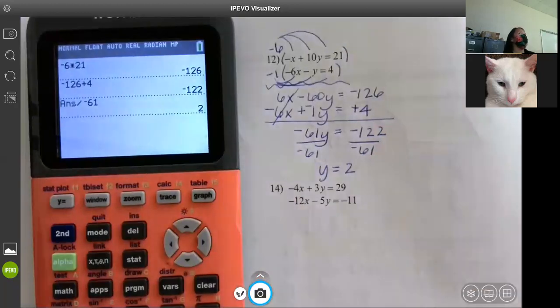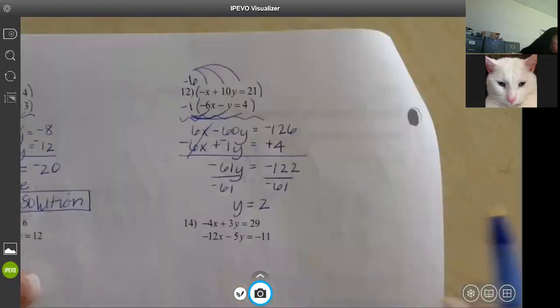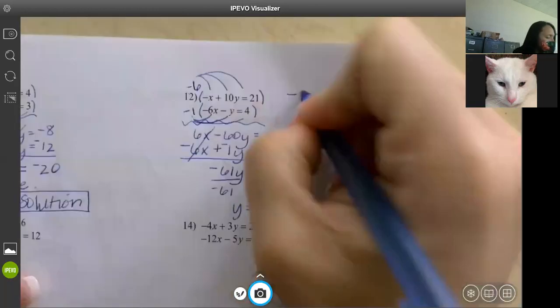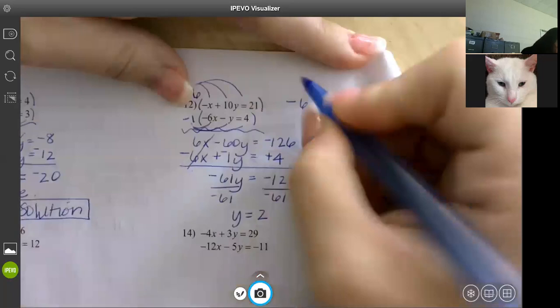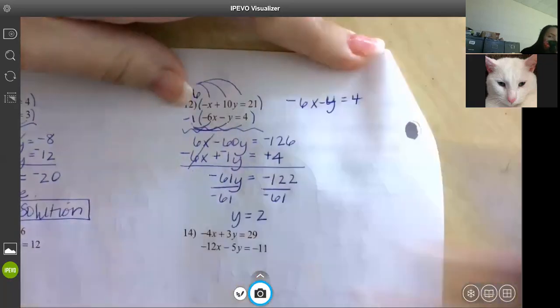Remember that you're not finished. You have to go back, pick one of the equations, and find out what your x is. It doesn't matter which equation you pick. The bottom one has smaller numbers to me, so I would pick the bottom one. You can pick the top, it doesn't matter. So I'm going to rewrite 6x minus y equals 4.